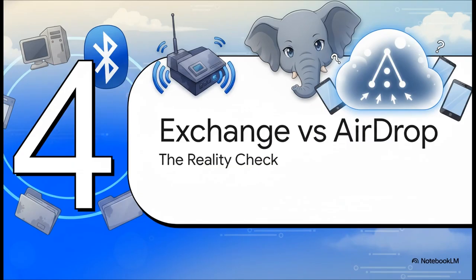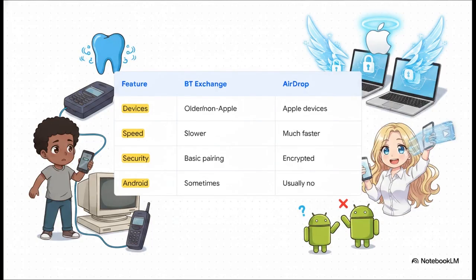Next up, Section 4, Bluetooth Exchange versus AirDrop. The reality check. When we look at the data head-to-head, it is literally a tale of two eras. AirDrop is lightning fast, it's highly secure, and it's perfect for massive files. But it is strictly for Apple devices. Bluetooth Exchange is definitely much slower and relies on pretty basic pairing, but look at that Android row. It can cross ecosystem boundaries where AirDrop usually just hits a brick wall.